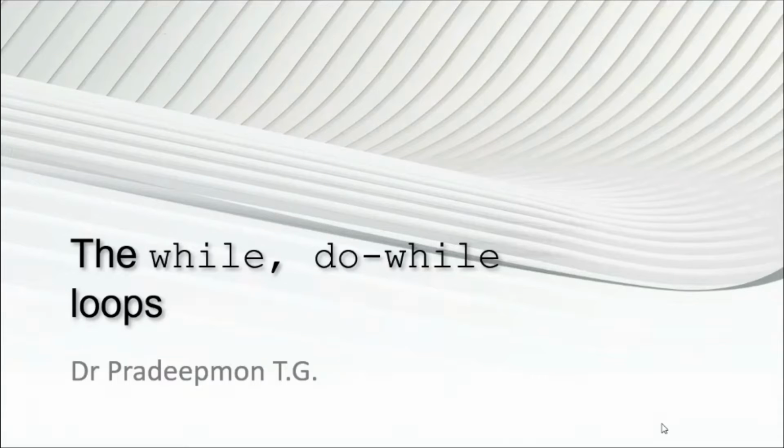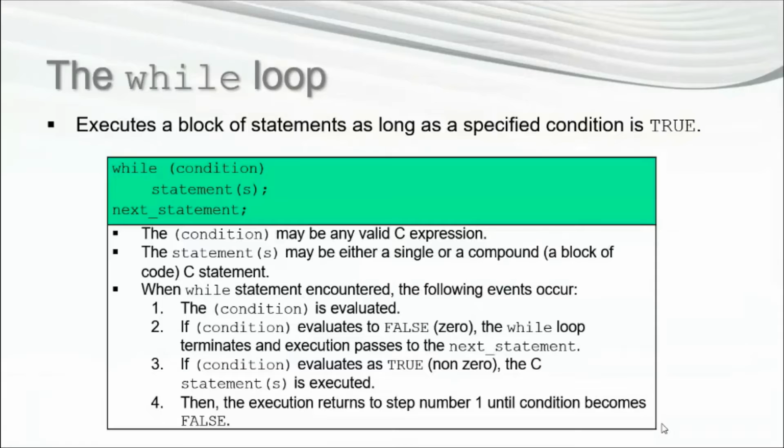If we don't know how many times a particular block of code is to be executed, that is, the number of times it is to be executed is unknown to us in the beginning, in that case we can use the while loop. But the for loop can be used only when we know how many times this particular block of code is to be executed. So let us see what these while and do while loops are.